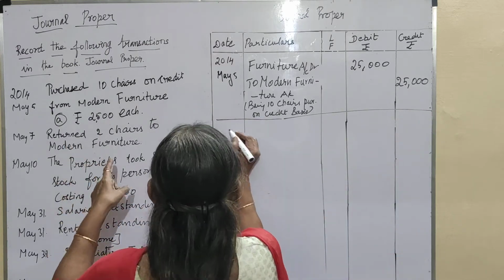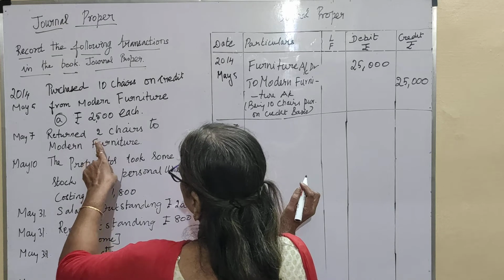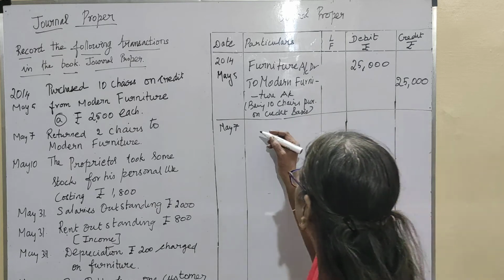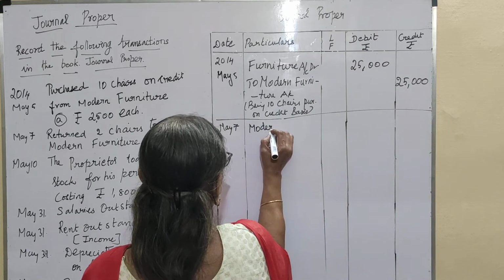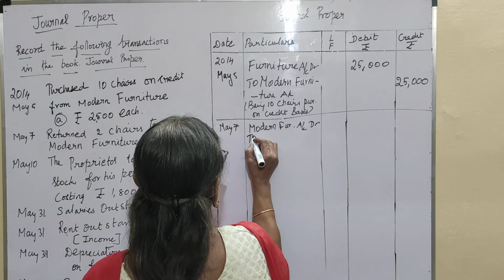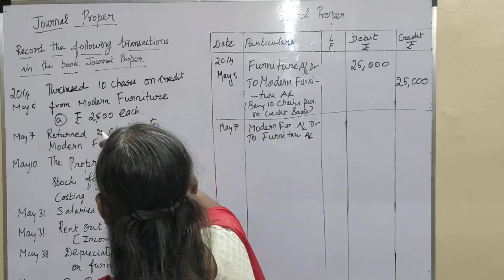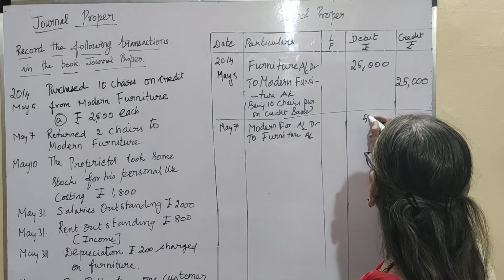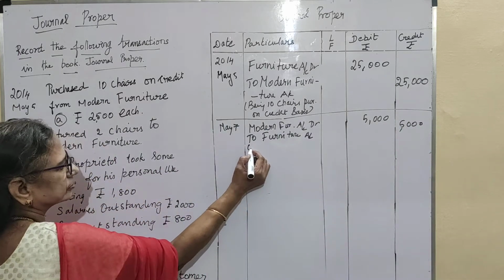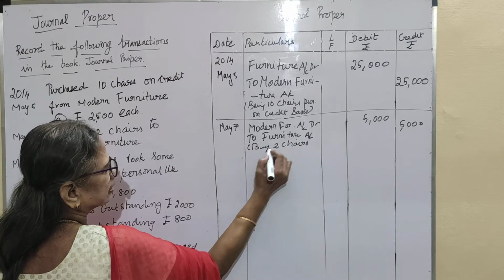Next one, return, May 7th. Returned 2 chairs. What is the cost of 2 chairs? One chair costs 2,500, so 2 chairs cost 5,000. Now this entry will be reversed. Modern Furniture account is debited to furniture account. 2,500 into 2, 5,000. Being 2 chairs returned.